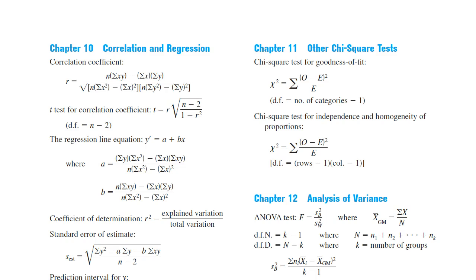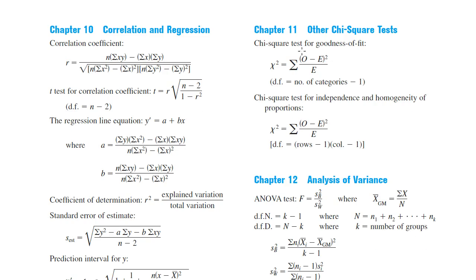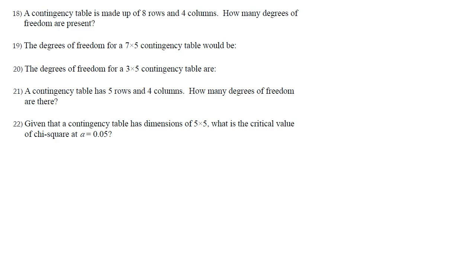table. And that formula is given to us in chapter 11 as well, under the chi-square test for independence and homogeneity of proportions. Check it out right here, the degrees of freedom. In fact, let me just copy that. Let me just copy that little one. And I'm going to go back here, and I'm going to paste it in there. And there we have it. Degrees of freedom, rows minus 1 times columns minus 1.